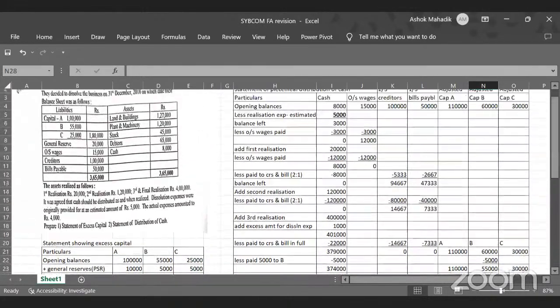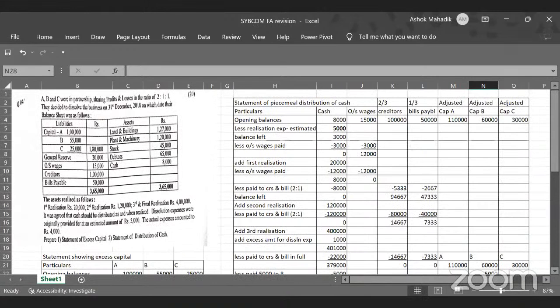I hope you have understood. If you have any doubts, you can repeat the video. Okay. This is a past paper sum, which will be helpful to you to understand the concept.